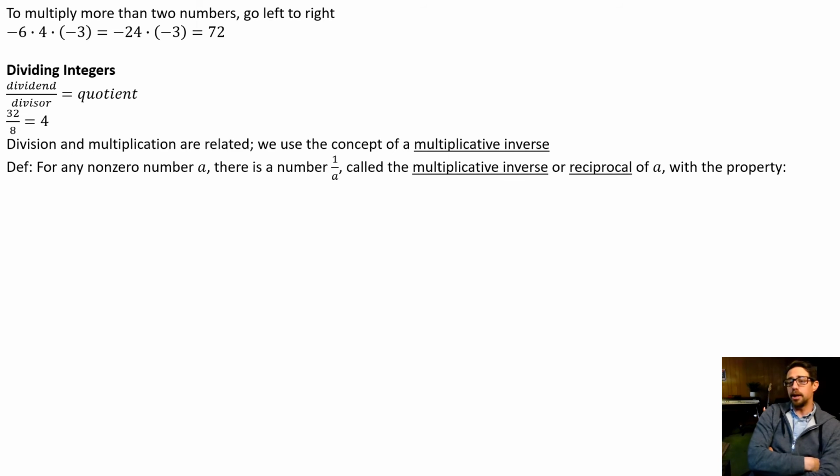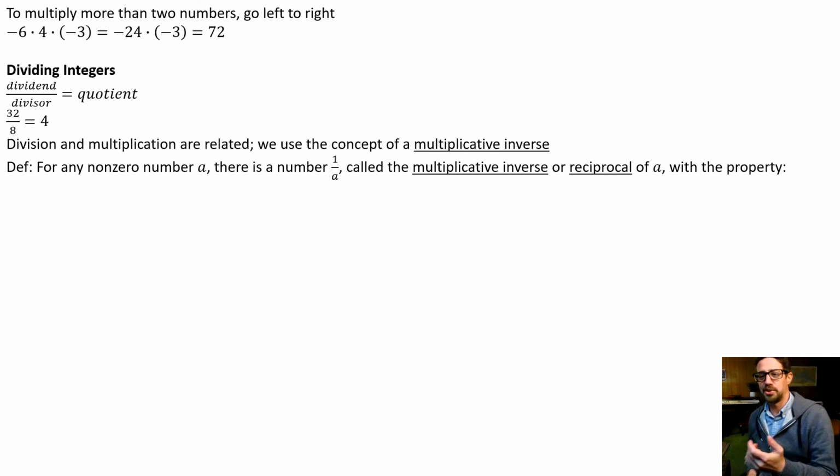All right, for any number a, except 0, there's some other number 1 over a, and that number 1 over a is called the multiplicative inverse or reciprocal of a. So if a is 5, then the reciprocal of 5 is 1/5. See, not as fancy as you think. You just flip it over. So I'll probably use the word reciprocal because it's shorter.